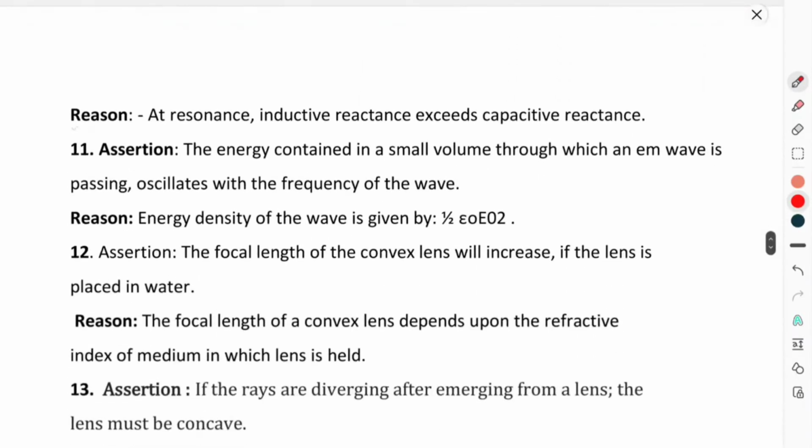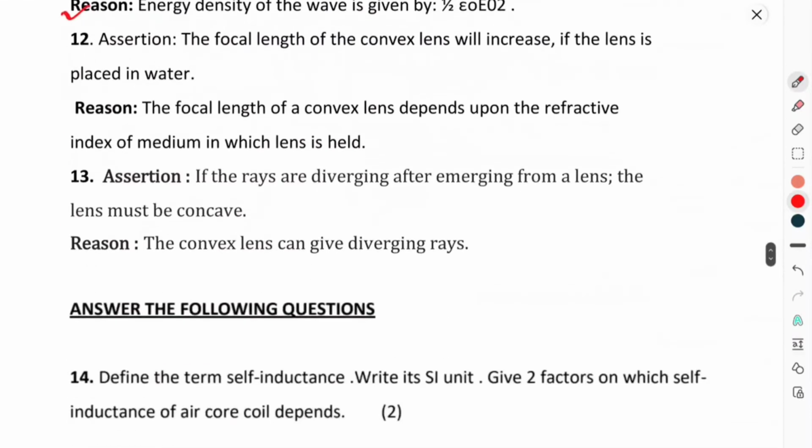Question number 10, assertion: in an LCR resonance circuit, impedance is equal to the ohmic resistance. Reason: at resonance, inductive reactance exceeds the capacitive reactance. Now come to the question number 12.